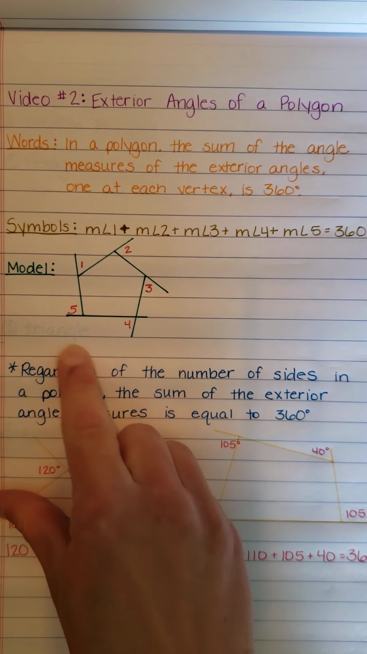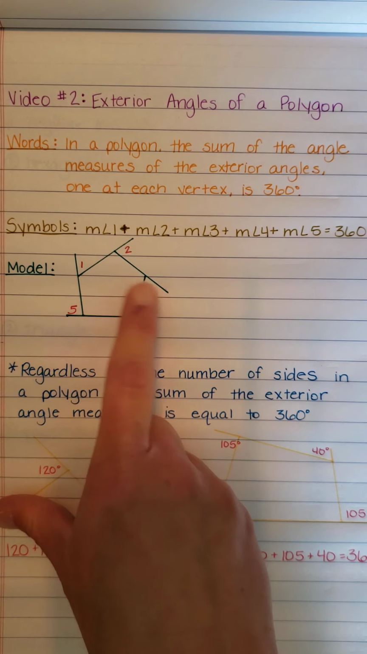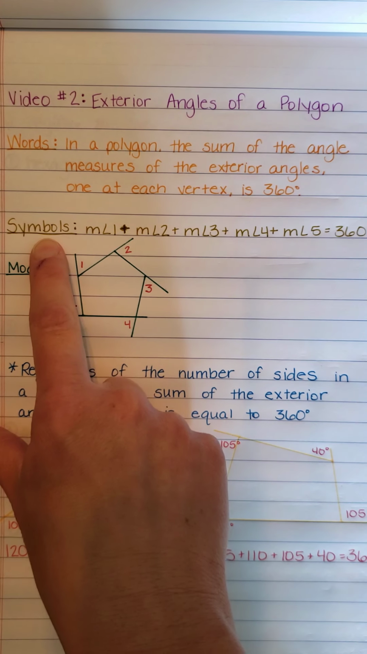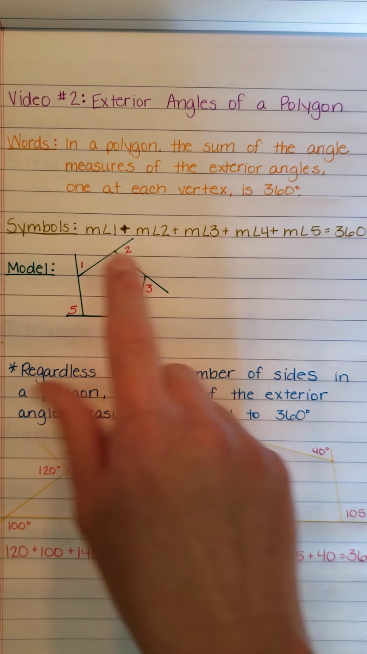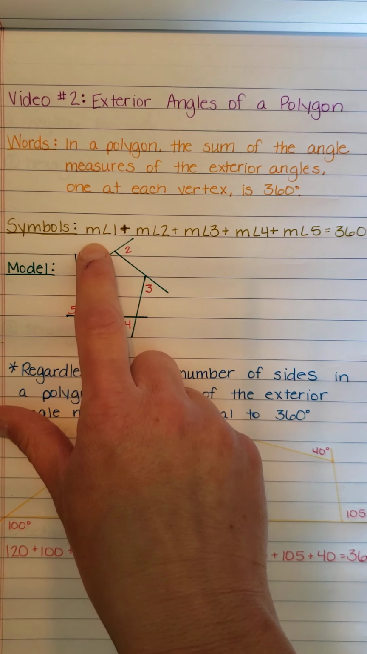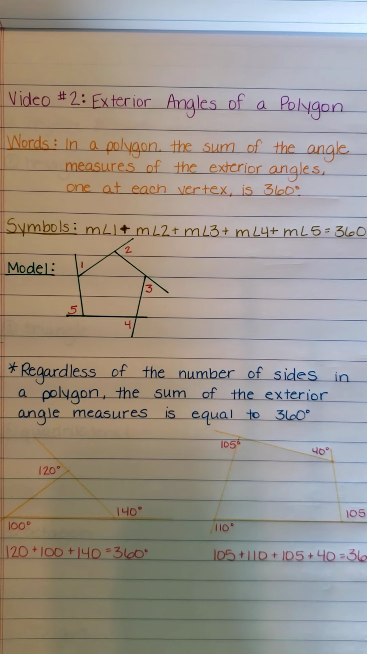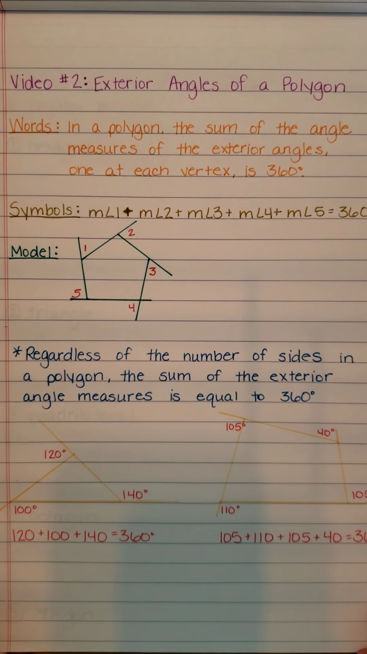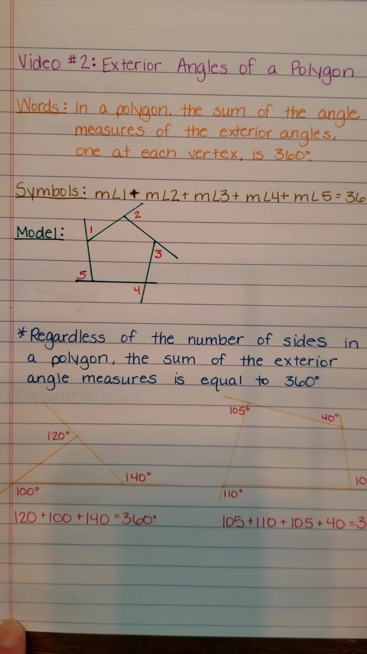So the model and the symbols go together. If we look here, we have our polygon. These are the exterior angles that are labeled 1 through 5. And this in symbols means that if I take these angle measures and add them all together, this little m means measure. So the measure of angle 1 plus the measure of angle 2 plus the measure of angle 3 plus the measure of angle 4 plus the measure of angle 5, if I add all of those together, that is going to equal 360 degrees. Okay? So regardless of the number of sides in a polygon, the sum of the exterior angles is always going to be equal to 360 degrees.